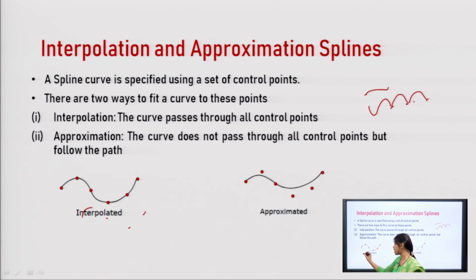Like here, you can see that there are control points and the curve passes through all these control points. And in approximation, the curve does not pass through all the control points. The curve only follows the path of the control points. So, in interpolation, the curve passes through all the control points, and in approximation, the curve only follows the path, not passing through all the control points.